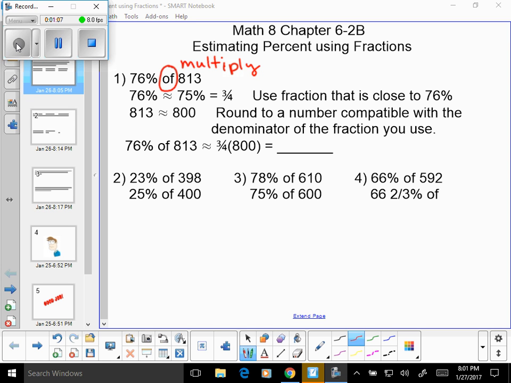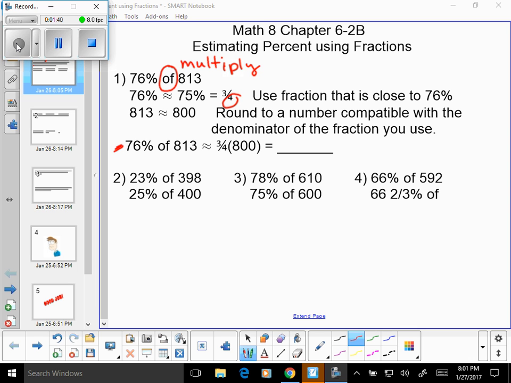Now I'm also going to use a number that's compatible with the denominator of the fraction. That's this number down here. And I want it to end in a 0 or 2. Sometimes it's only going to end in 1 zero. Sometimes it will end in 2 zeros. I'm going to look at 813 and think, you know what? 4 goes into 800 really easily. So I'm going to change 813 to 800.